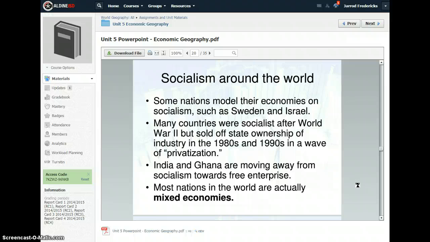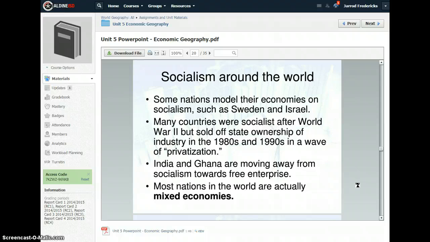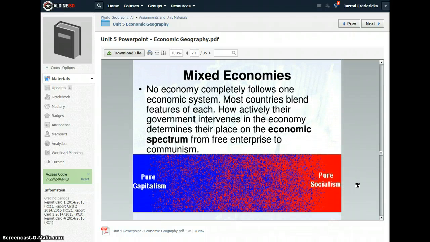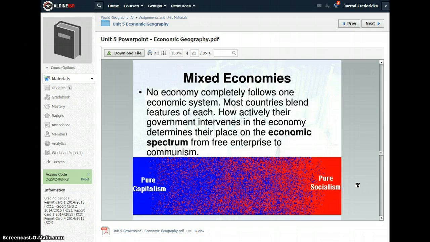Now, a number of nations in the world are actually mixed economies, which can be called socialism, but we term it simply as a gray area of economic systems, where no economy completely follows one economic system. Most countries blend features of both. How actively their government intervenes in the economy determines their place on the spectrum between free enterprise and communism.